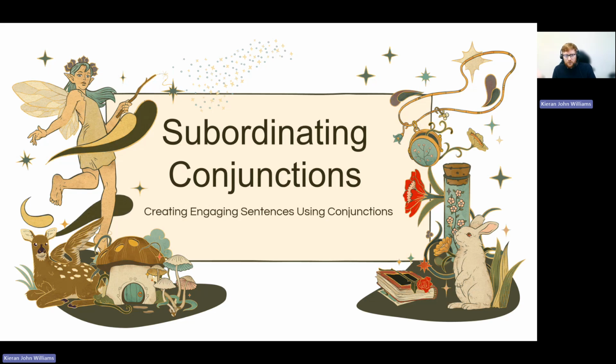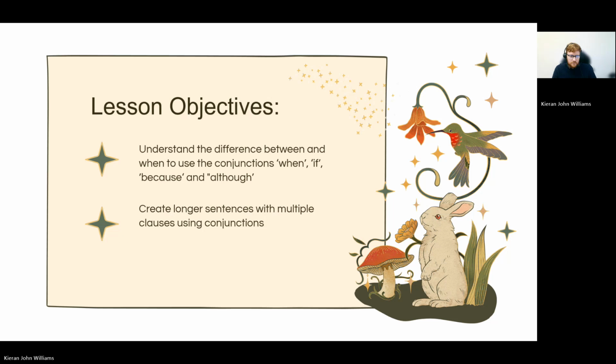So let's move on to our topic of subordinating conjunctions. In this next part of the session, we're going to be having a look at four specific types of subordinating conjunction, which are when, if, because, and although. There are many more of them, but these are the ones which you are most likely to use when you're writing your assignments, essays, etc. And we're also going to practice creating some longer, complex sentences by using conjunctions.